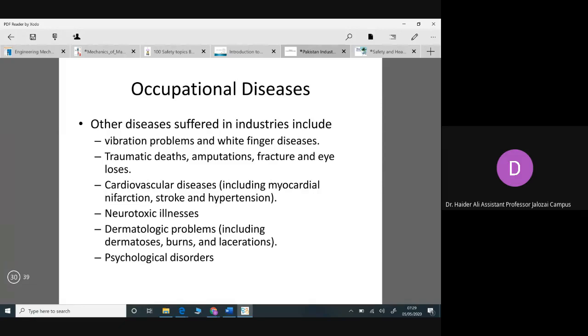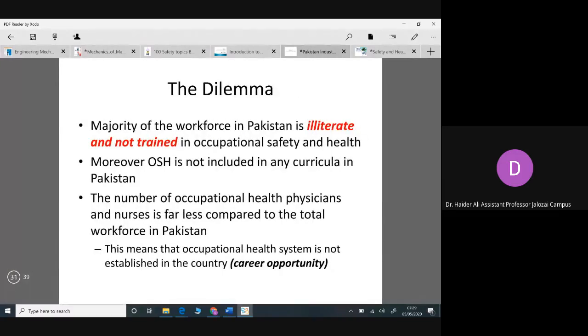This list is in no way extensive or completely defining of all the diseases or occupational problems that could affect employees. Again, all these diseases are not relevant to just one sector. This is a generic or general list. The problems can be vibration problems, white finger diseases, traumatic deaths, amputation, fracture, eye losses, cardiovascular diseases, neurotoxic illnesses, dermatological problems, psychological problems. Since so many diseases and problems can happen, it's important that proper health and safety measures are in place.